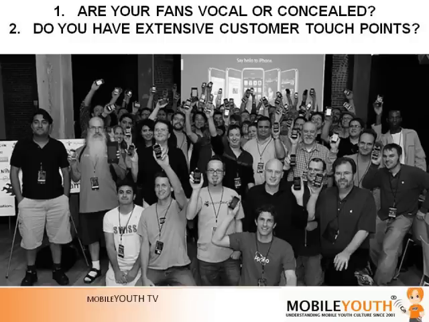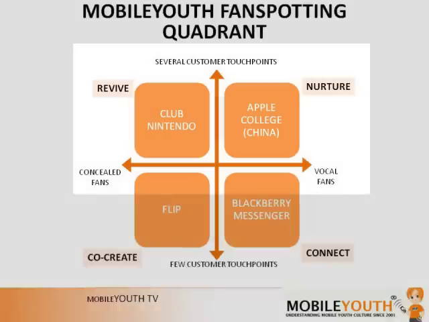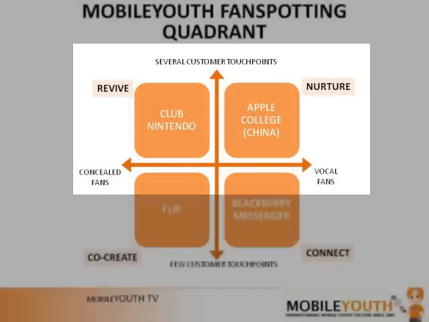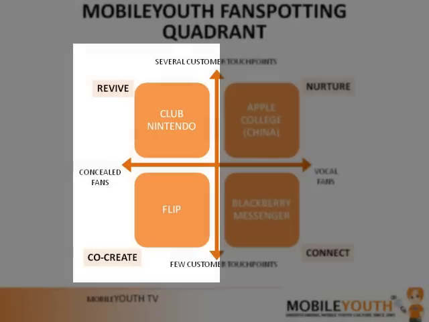And we can see this actually laid out in the mobileYouth fan spotting quadrant. Now, the purpose of this quadrant, which you can see in front of you now, is really to demonstrate that not all fan spotting strategies are the same. You can't go out and do what Apple or Nintendo did if, for example, you don't have the touch points that these large companies have. And you can't go out and do what Nintendo or Flip did if, for example, you already know who the fans are in your market.